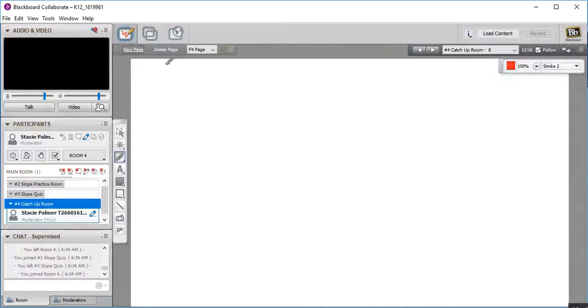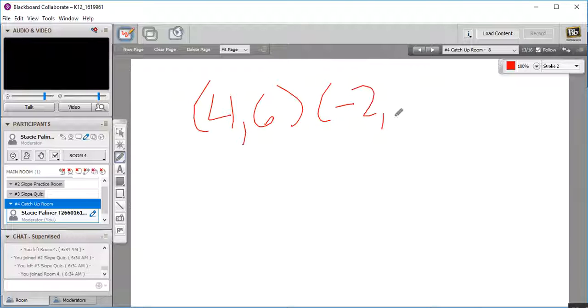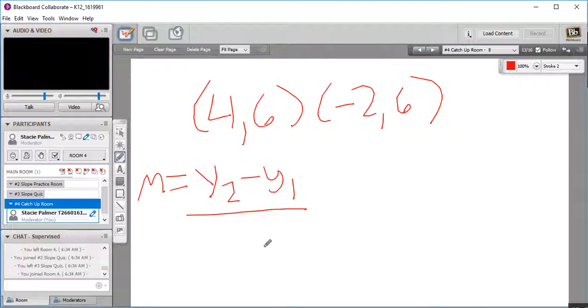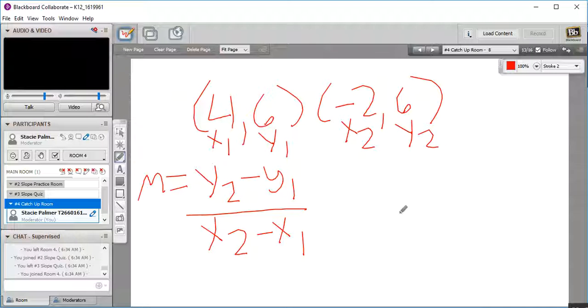Let's go ahead and do one more. Let's say I give you (4, 6) and (-2, 6). Let's say I give you these 2 points, and I ask you to find the slope of the line using the slope formula, which says the y from our second ordered pair minus the y from our first gives us the top number of our fraction for our slope, the x of the second ordered pair minus the x of the first. So here is the x of our first, the y of our first, here is the x of our second, the y of our second.